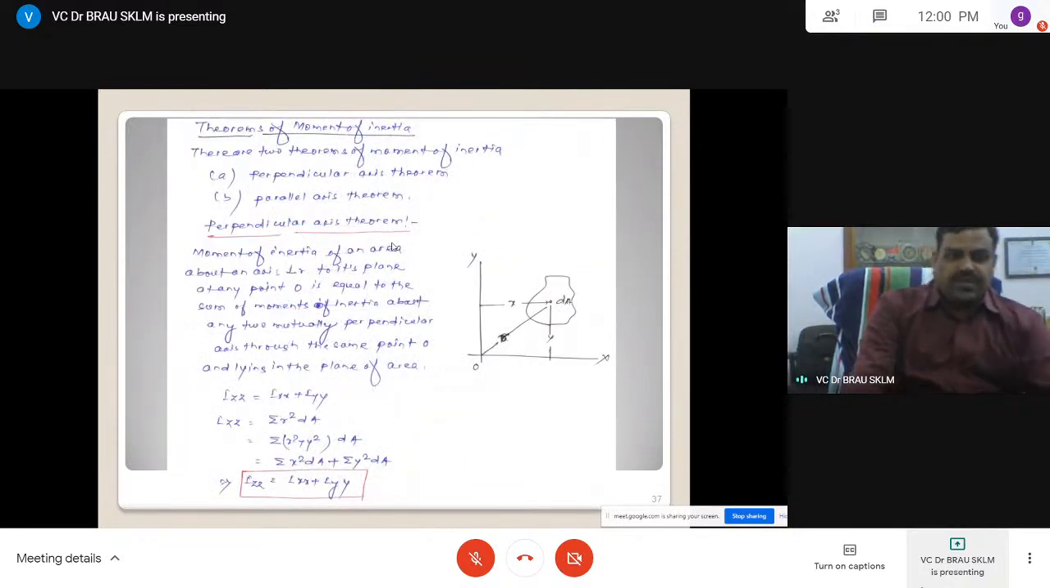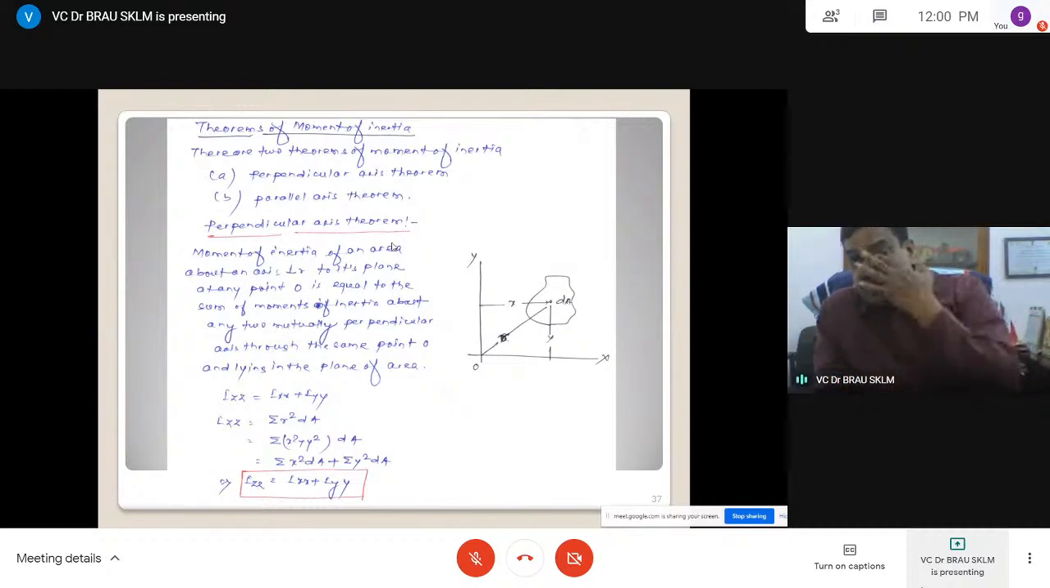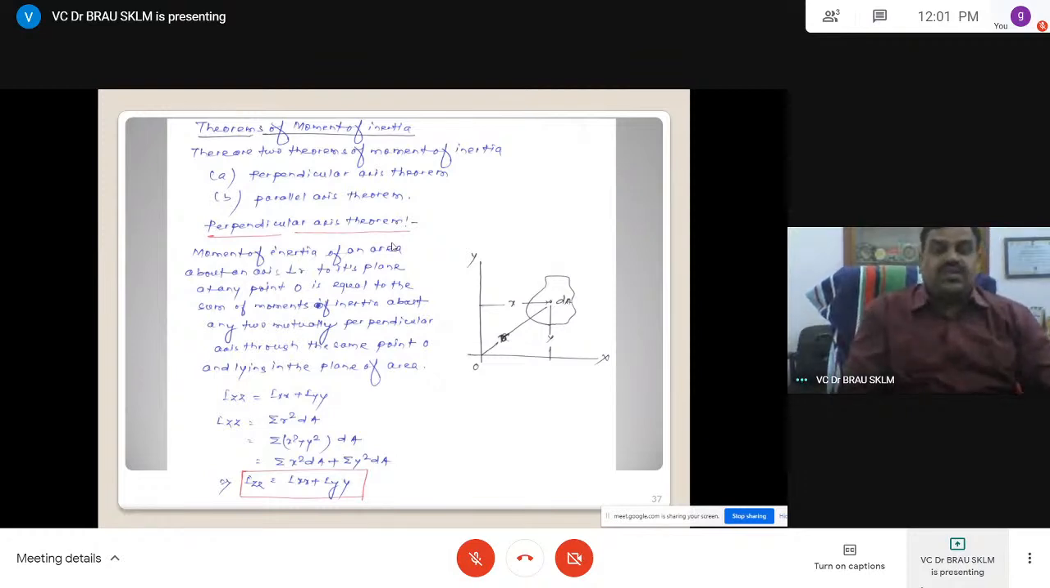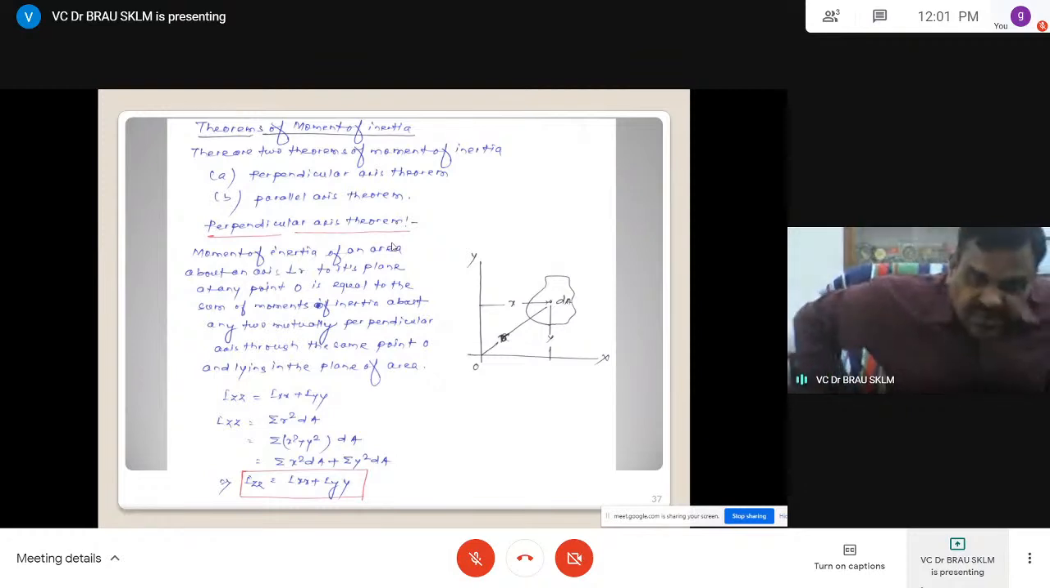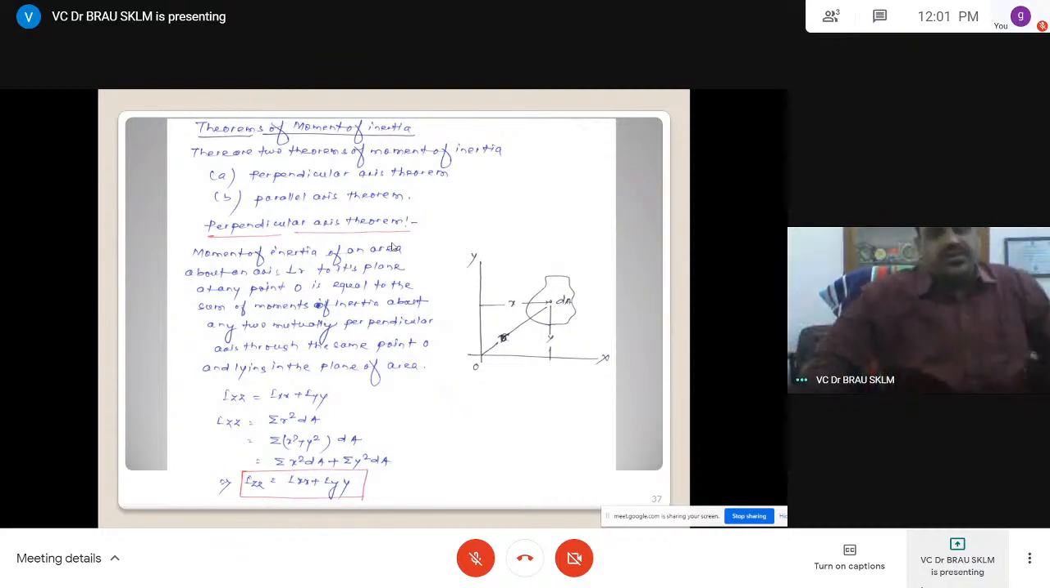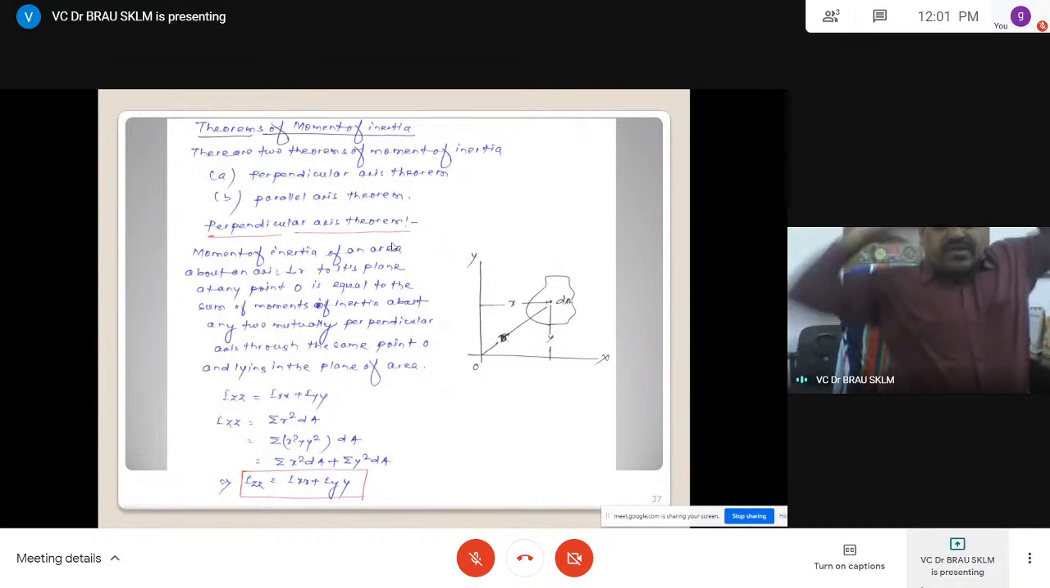Now the two more theorems: the perpendicular axis theorem and the parallel axis theorem. These two we use frequently in our subject. These two theorems are very, very important because if the moment of inertia about one axis is given and I want to determine the moment of inertia about another axis, we apply the parallel axis theorem. If the two moments of inertia about x and y are given, there is no need to calculate Iz, the perpendicular moment of inertia, separately.